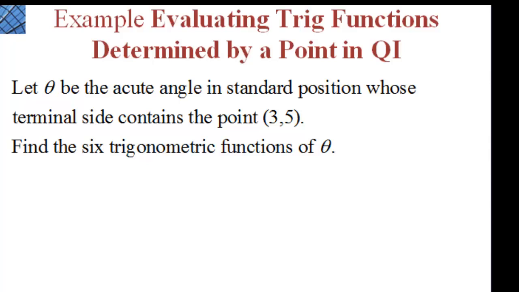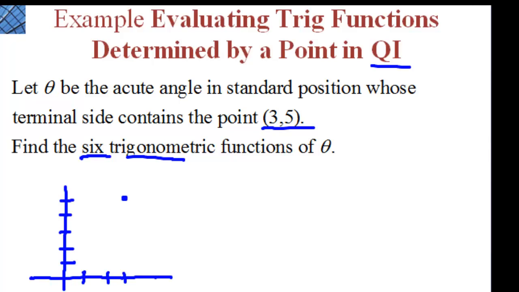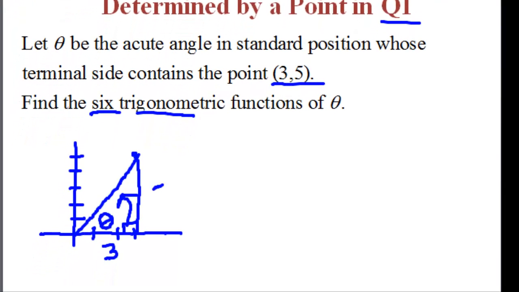Say we are given a point in the first quadrant, and that point, if we draw a line to it, will form an angle, and we want to find all 6 trig functions for that angle. So if we have the point 3, 5 in the first quadrant, here's our point. We'll draw the terminal side. To draw this, we're going to drop a perpendicular line at a right angle from that point, and now we have a right triangle, and theta here is the angle we're going to try and find. So this is length 3, length 5, and then we want to find the radius, which is the hypotenuse.